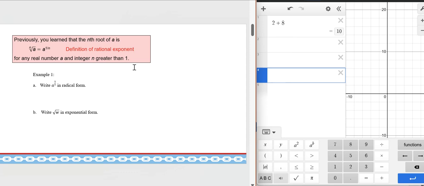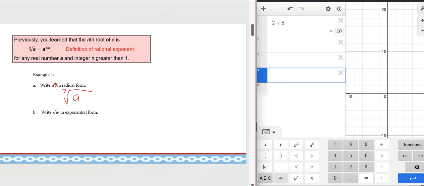So an example 1, it says to write a to the 1/7 in radical form. We need to remember that this symbol right here is called the radical. In example A, we're in exponential form, a to the 1/7 power. The 1/7 is an exponent. In radical form, we're going to have that radical sign. So that base of a is going to go under the radical, and this denominator, this 7, becomes the n value of that radical. So the 7th root of a.